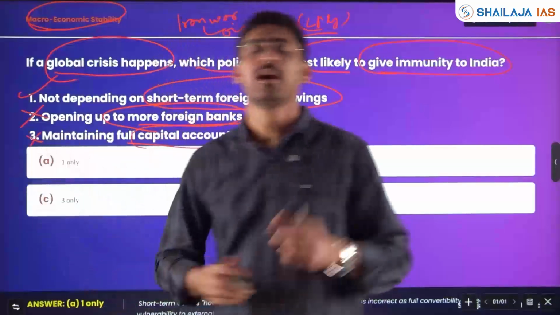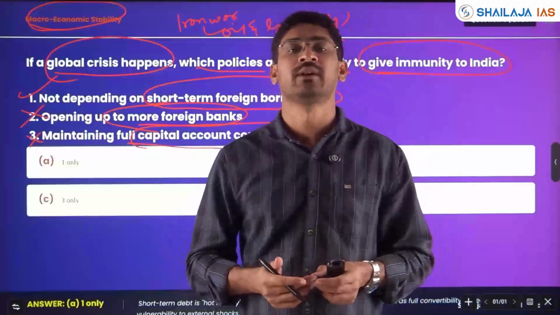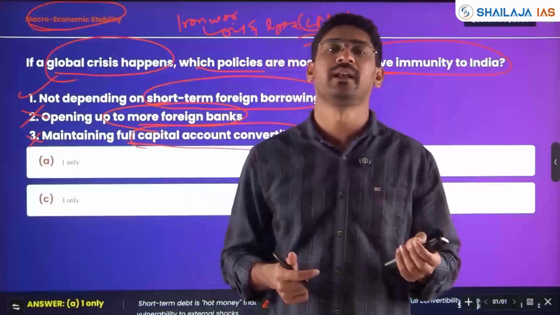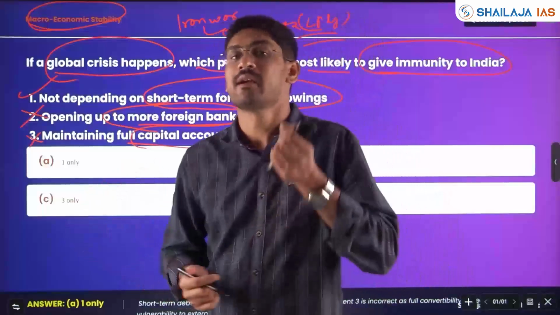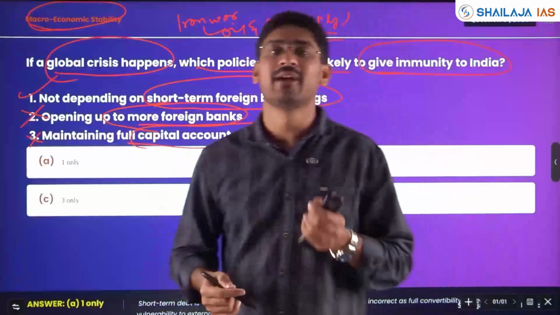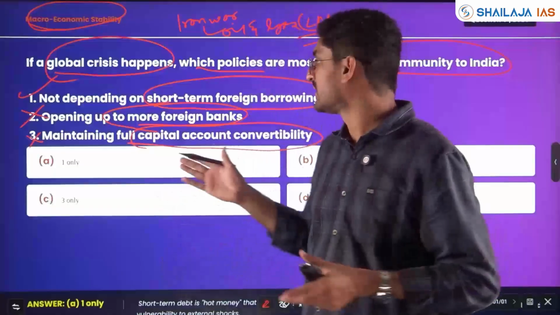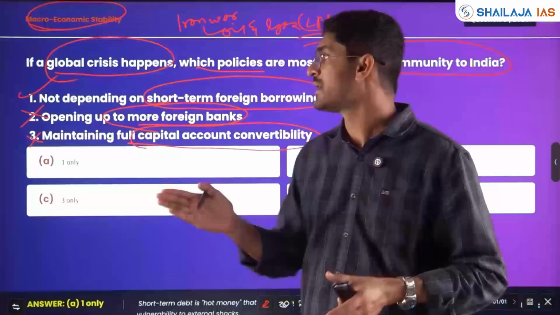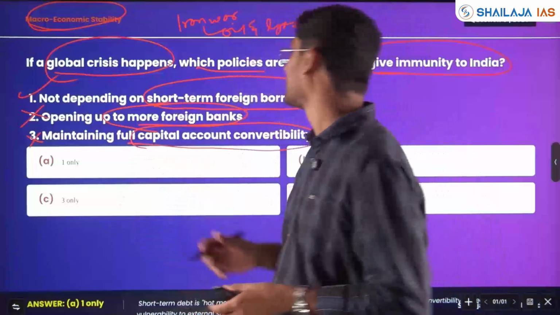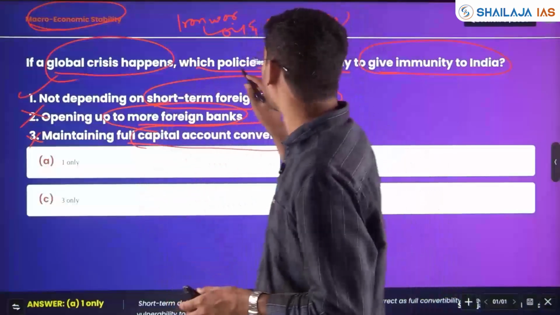There are two things: one is current account convertibility, the other is capital account convertibility. Tell me which committee recommended full current account convertibility. India has full current account convertibility, but not full capital account convertibility. We are still a developing country. If a huge sum of money invested in the capital account flows out, it will affect India's economic stability. Maintaining full capital account convertibility is also not a prudent policy.